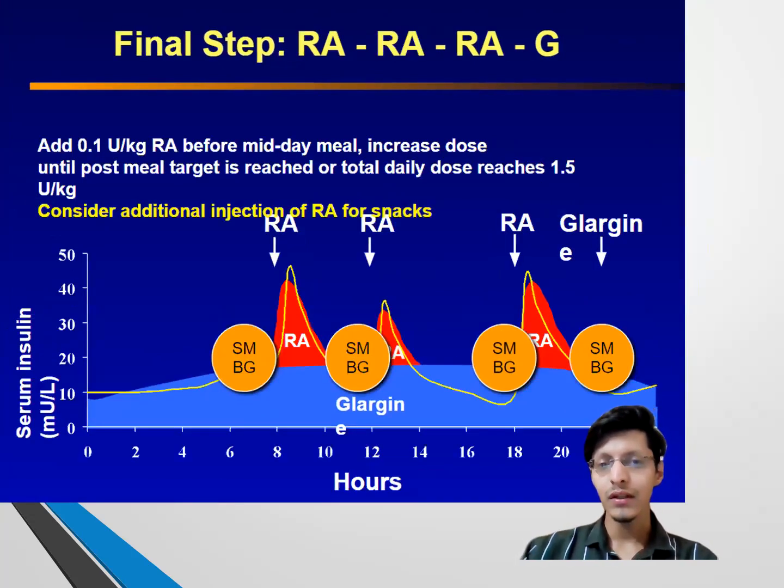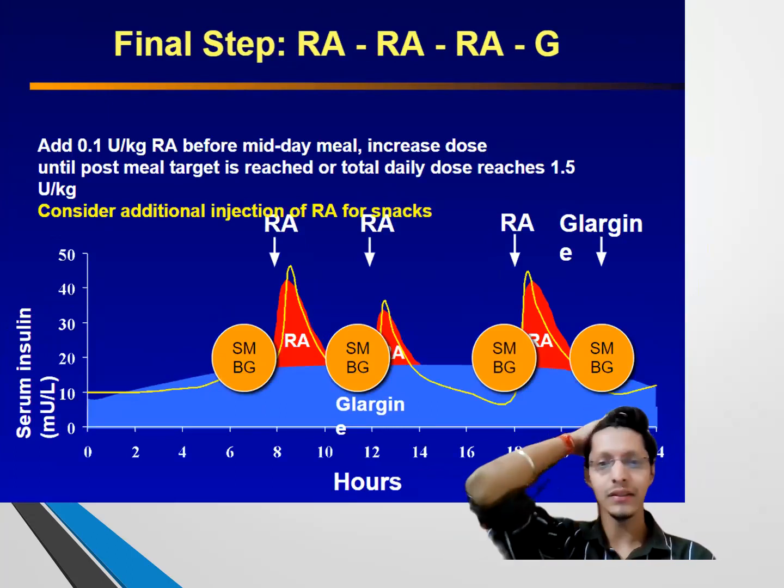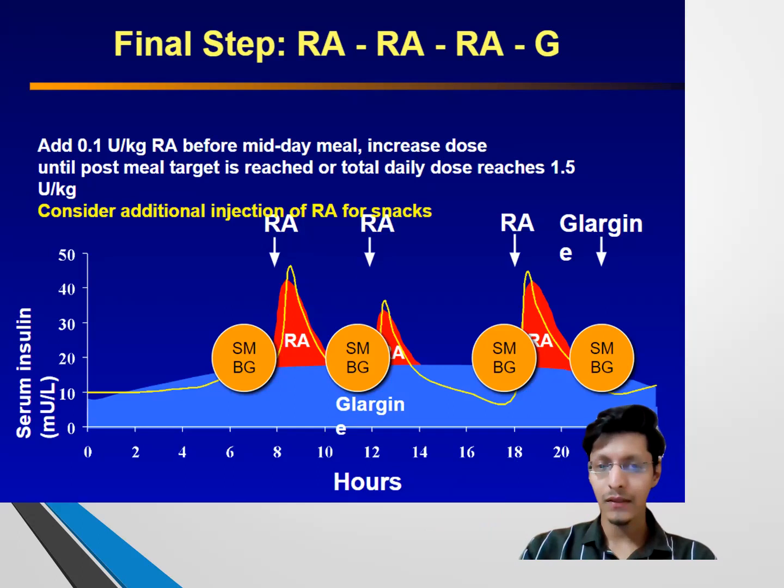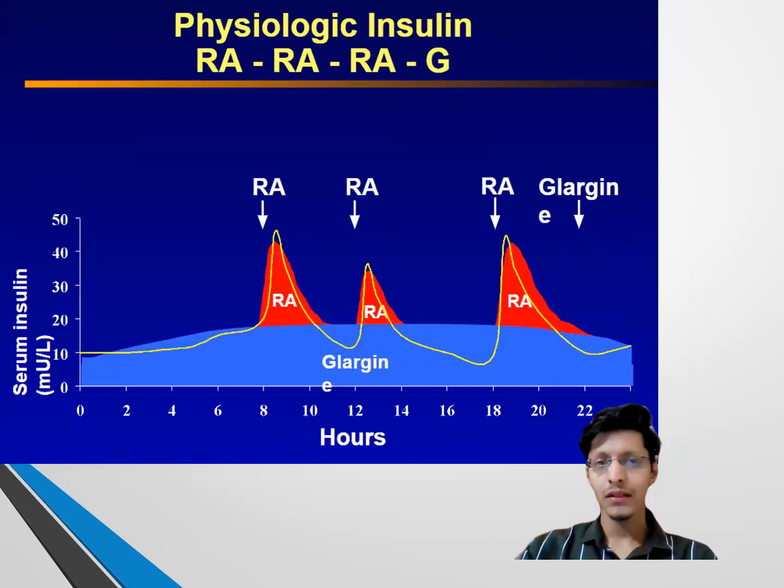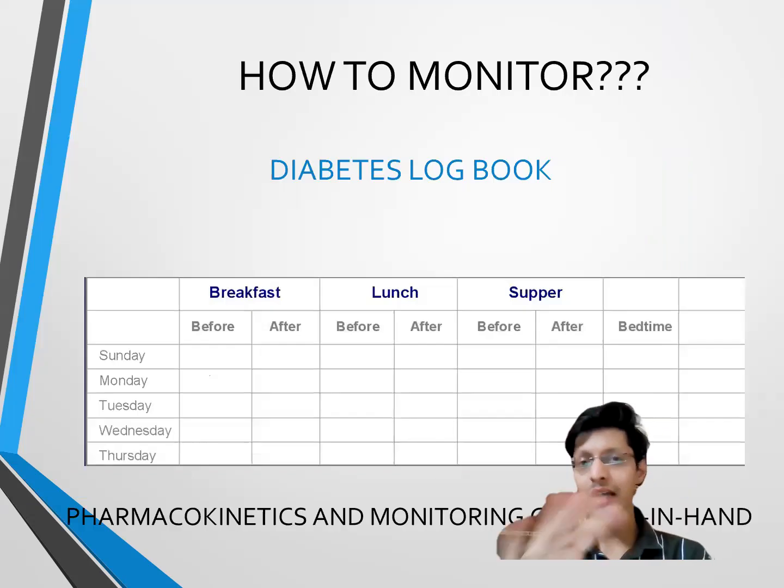देन हमने इसको ब्रेकफास्ट वाले के बिफोर ब्रेकफास्ट ऐड कर दिया रेगुलर इंसुलिन को, और यहाँ पे हमने बिफोर लंच वाले मील से हमने उसको ऐड कर दिया। Then this is a physiological insulin, regular before breakfast, before lunch and before dinner, और एक हमने ग्लाजीन ऐड कर दिया, ठीक है। So now this is a diabetic logbook.